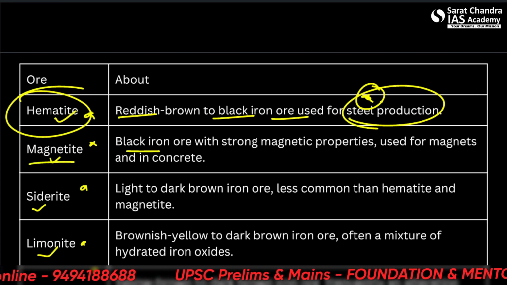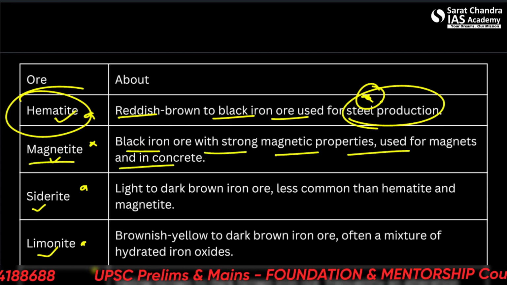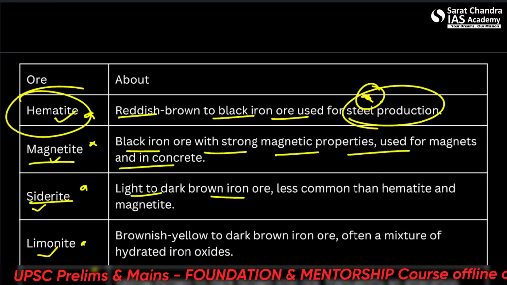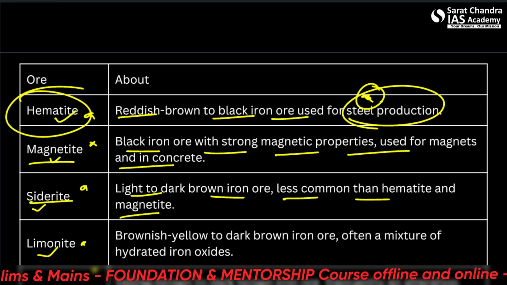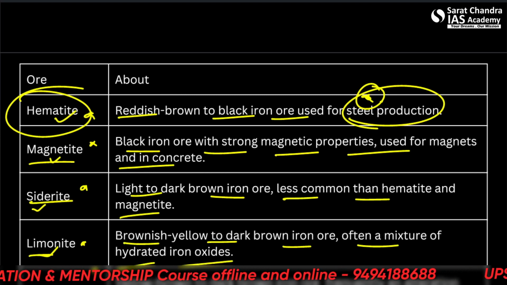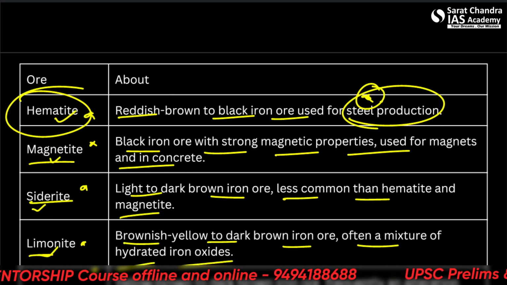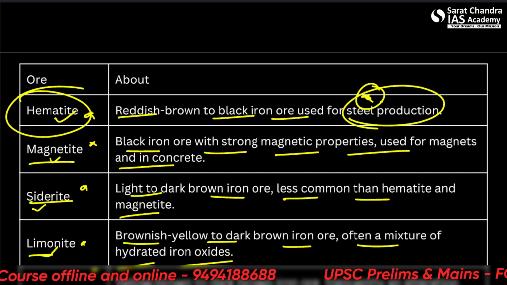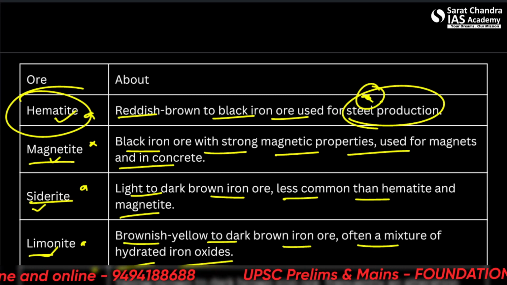Then there is magnetite, black iron ore with strong magnetic properties. Siderite, light to dark brown iron ore, less common than hematite and magnetite. Limonite is brownish yellow to dark brown, often a mixture of hydrated iron oxides. Then there is goethite, yellow brown to dark brown iron ore, frequently an alteration product of other minerals.